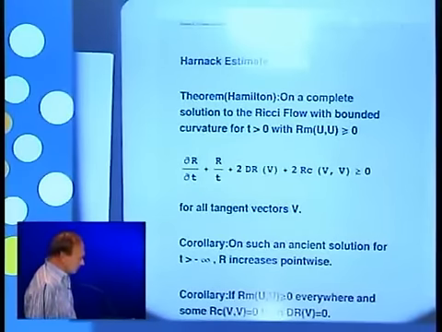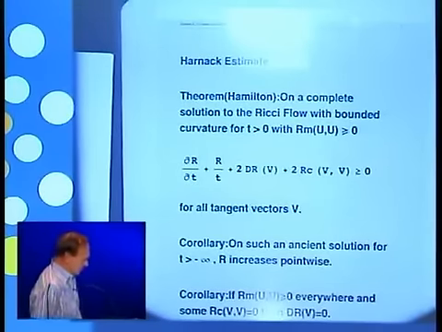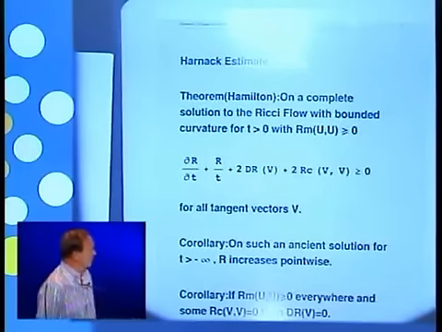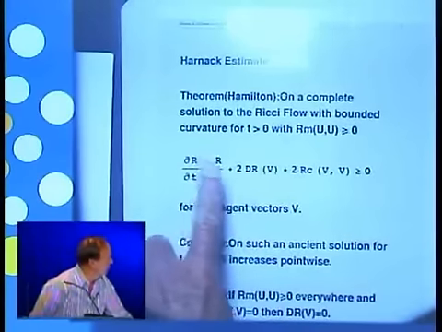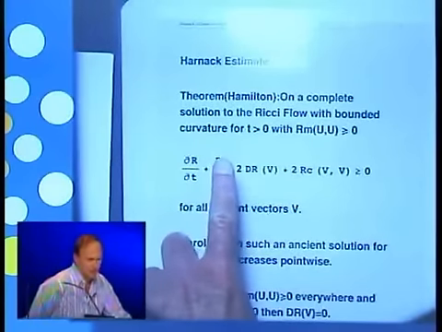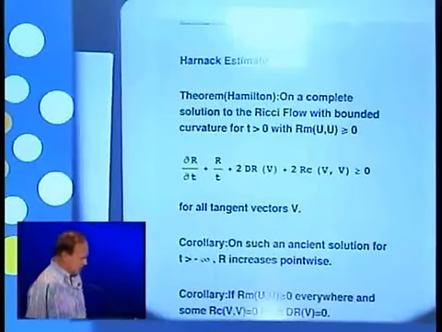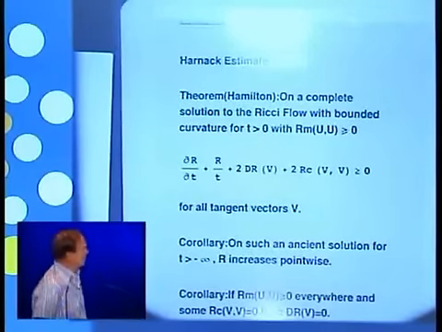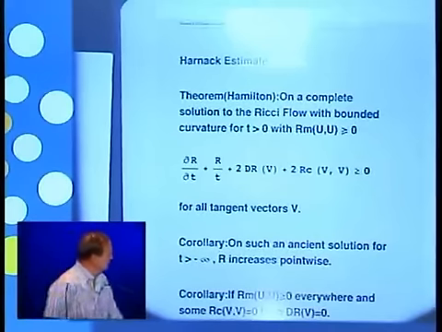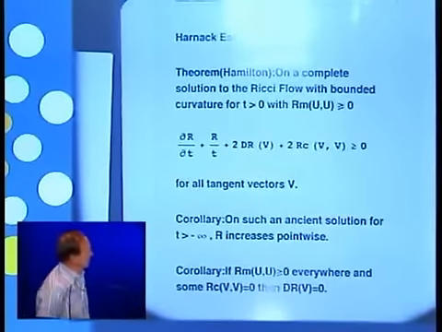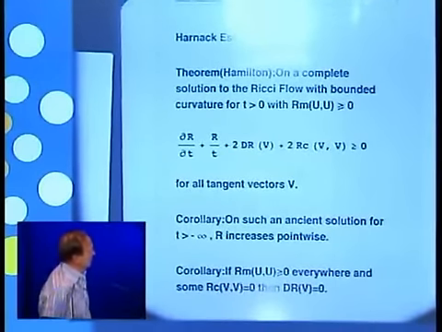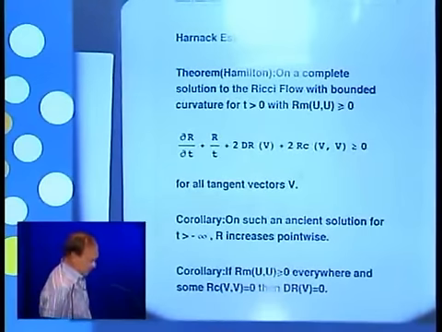And this has a nice corollary that if your solution goes all the way back to minus infinity, you don't have this R over t term, and putting v as 0, you have R dt positive, and that means R increases pointwise. And this is terribly important for the analysis of these ancient solutions. It also has this interesting corollary that if the curvature is non-negative, and if some Ricci of v is 0, then grad R in the direction v is 0. We'll see that later.